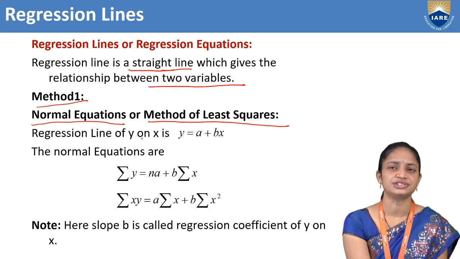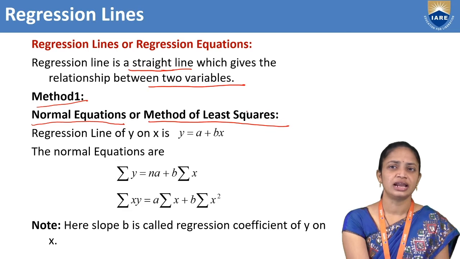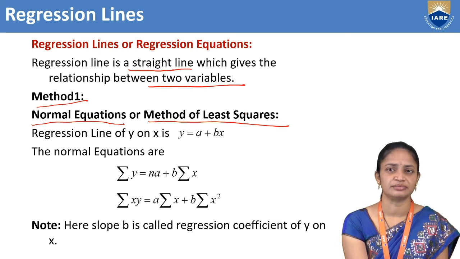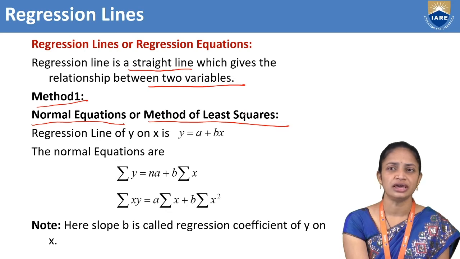This is like a straight line equation. The method of least squares is nothing but using a straight line equation. In that straight line equation we have taken normal equations, right? Like that, here also we need to take the normal equations, because a regression line is nothing but a straight line. So here we need to use method 1, that is the method of least squares.